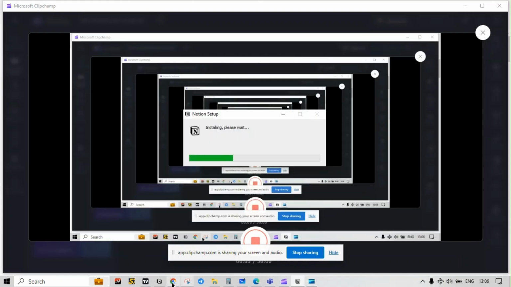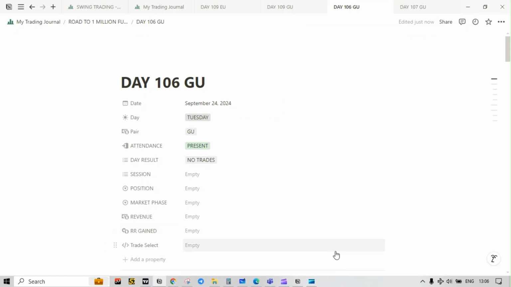So today I'm going to recap day 06, and it's September 24th, 2024, Tuesday. Today I traded only GU. I did not trade EU because I was stuck with other professional work. And in GU, I didn't get any breaks today.